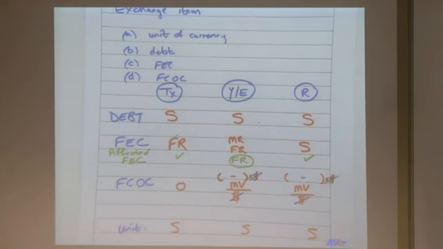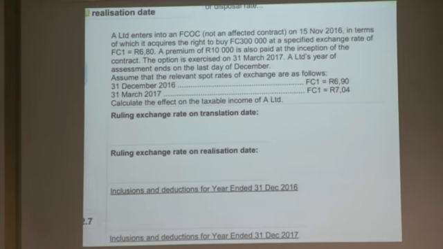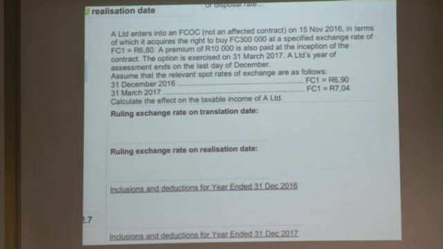So once I have my ruling exchange rates, then I want you to see what's going to happen for the year of assessment. So just quickly determine what those rates are. See if you can get that. So which ones am I going to compare to which ones?